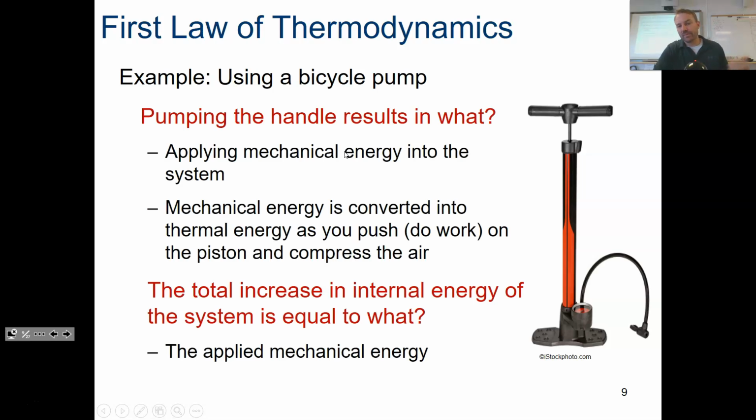A bicycle pump, for instance. If you've ever pumped up a bicycle pump and it gets hotter, you're converting mechanical energy, like you're physically moving that pump up and down, and then you're pushing air. The total increase in energy is equal to the amount of mechanical energy.